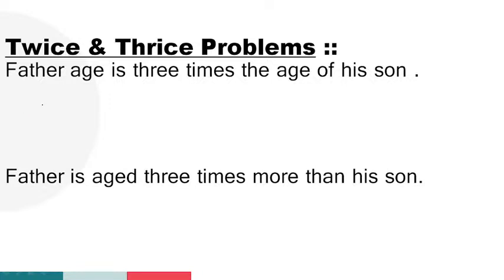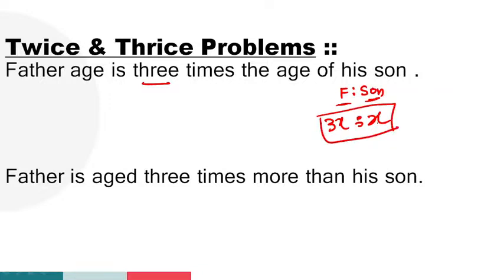Father's age is 3 times the age of his son. First of all, I am going with the basic method, guys. Son's age we don't know. Let it be x. Father is how many times? 3 times. x into 3, 3x. Okay, this is the formation, guys.